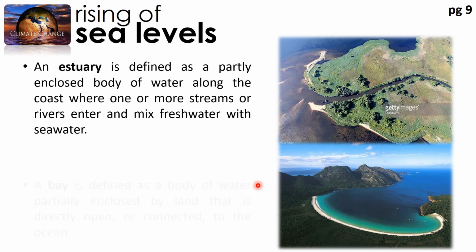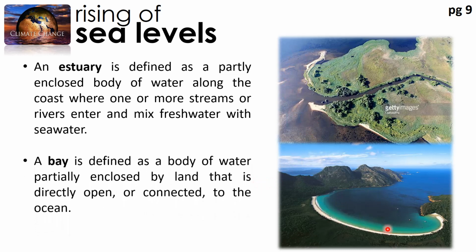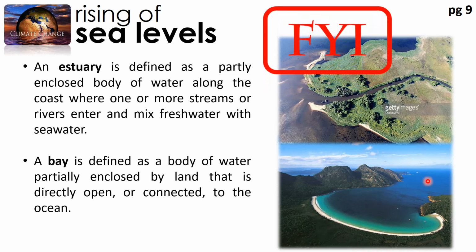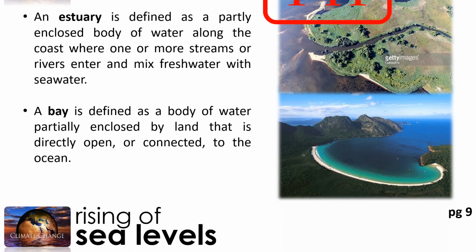Then what's a bay? This is a bay. It is a body of water partially enclosed by land that is directly open or connected to the ocean. All these things are just for your further knowledge so that the content that you're learning for climate change will make a bit more sense for you.